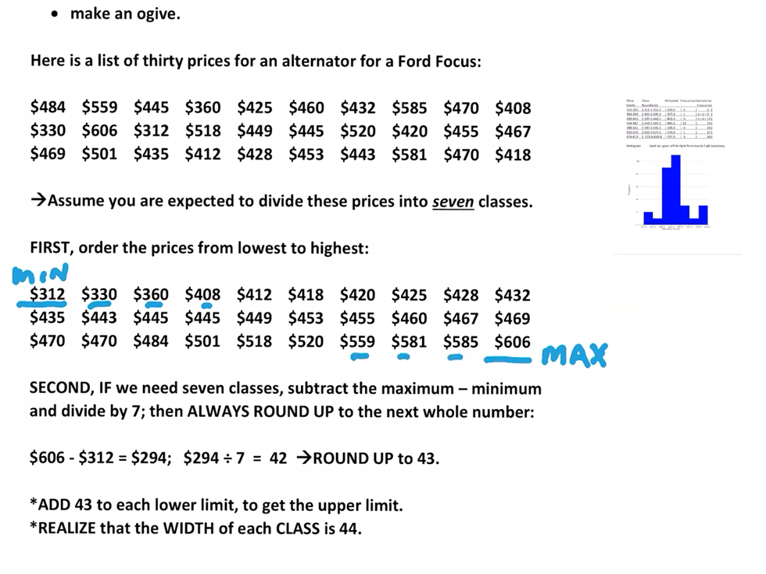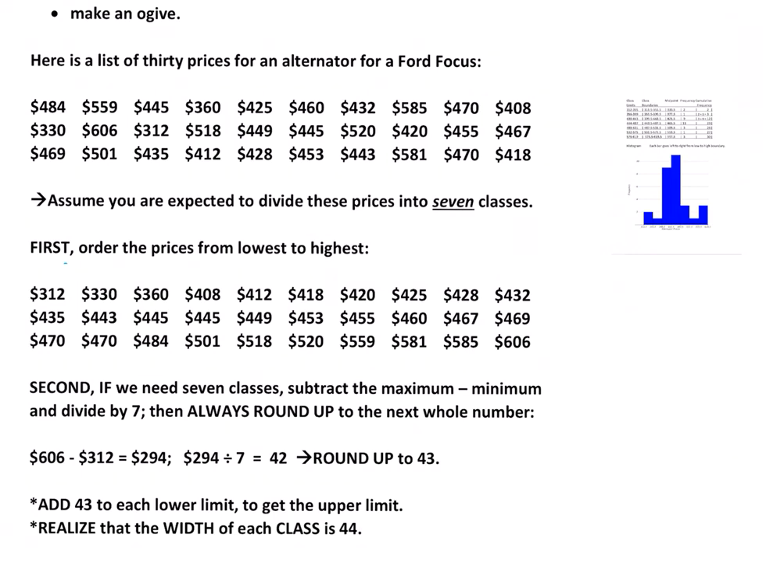I've chosen an arbitrary number, and that number is 7. And that number is how many classes we're going to break all this data up. Now, if we only had, say, 8 or 10 alternator prices, we probably wouldn't need to break them into classes. But when we have 30 or more different prices for alternators, then it becomes effective a lot of times to break up the data into chunks, into groups, and we call those groups classes.